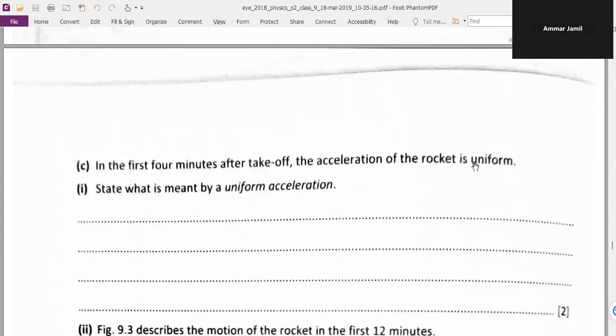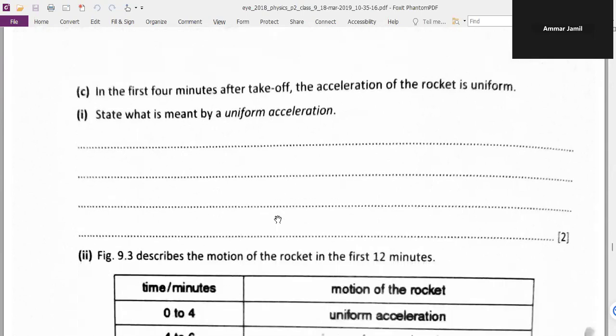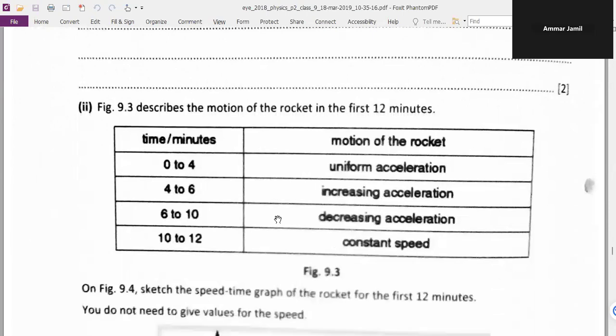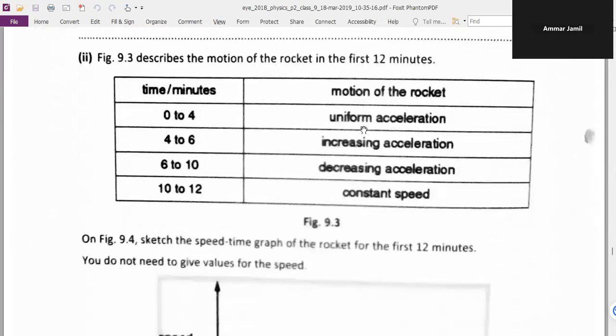After takeoff, the acceleration is uniform. Uniform acceleration is when the rate of change of velocity is constant. So the velocity is changing at a constant rate. And then you have to draw the speed-time graph using this information.